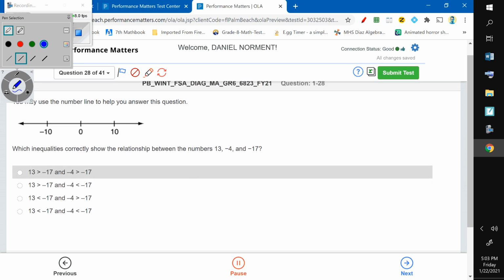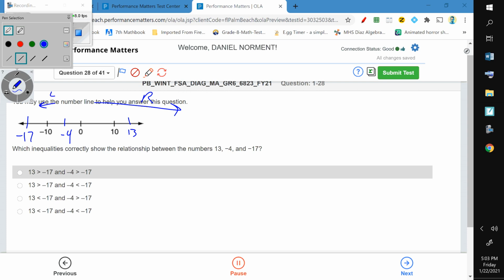Which inequalities correctly show the relationship between the numbers 13, -4, and -17? Well, remember, with negatives, so 13's here, -4 is about right here, -17's over here. Class, everything that goes in this direction is always bigger on the right. Right is always bigger than the numbers on the left. Keep that in mind, okay?